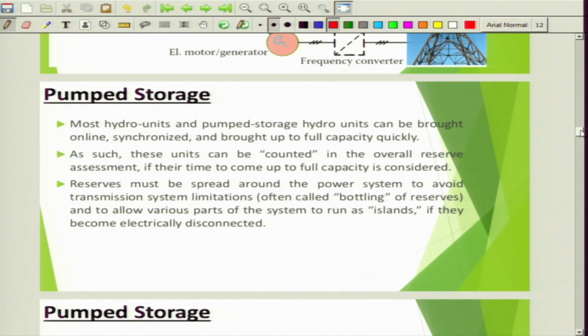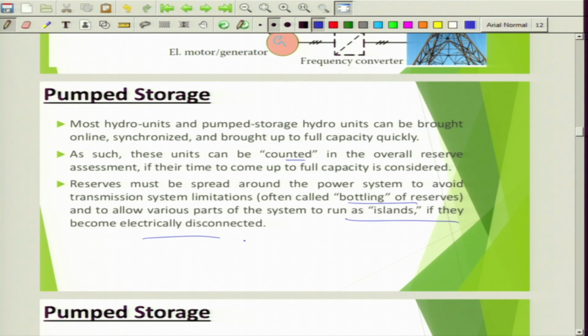Most hydro units and pump storage hydro units can be brought online, synchronized and brought up to full capacity quickly. As such, these units can be counted in the overall reserve assessment if their time to come up to full capacity is considered. Reserves must be spread around the power system to avoid transmission system limitations, often called bottling of reserves, and to allow various parts of the system to run as islands if they become electrically disconnected.